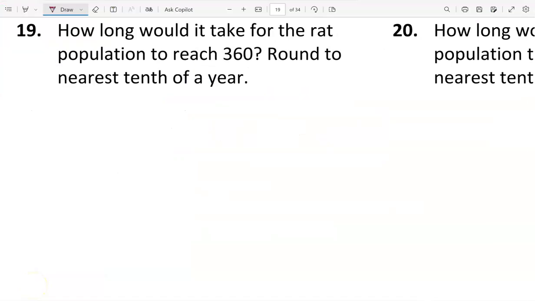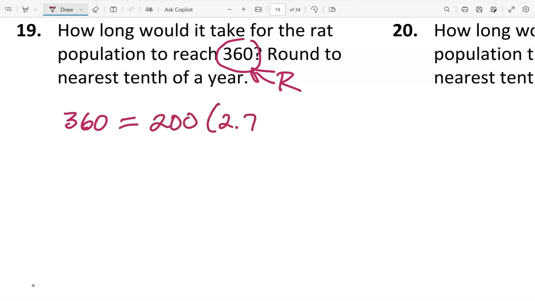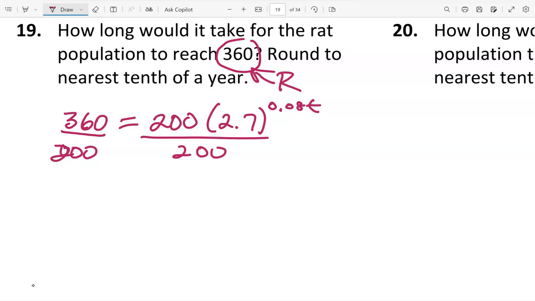In 19, we're looking for how long it would take, so now we're looking for the time that it would take the population to reach 360. So 360 is the value of r, so replacing r with 360 in the formula, we get 360 is equal to 200 times 2.7 raised to the 0.08 times t. This is an exponential equation, so we can start by dividing both sides by 200. And 360 divided by 200 reduces to 9/5, and that's equal to 2.7 to the 0.08 times t power.